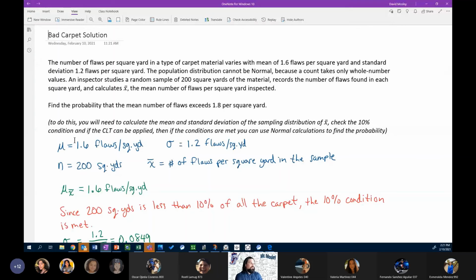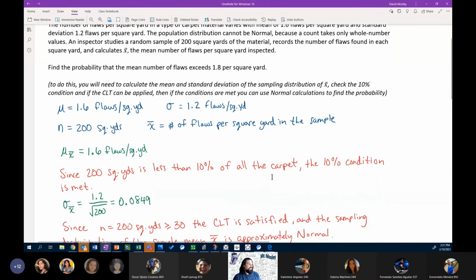An inspector studies a random sample of 200 square yards of the material, records the number of flaws found in each square yard, and calculates X bar, the mean number of flaws per square yard inspected. We want to find the probability that the mean number of flaws exceeds 1.8 per square yard. Right? So we have a mean of 1.6, a standard deviation of 1.2 for the population. N equals 200 square yards, and X bar is the number of flaws per square yard in the sample. The mean of X bar is 1.6, the same as the mean of the population.